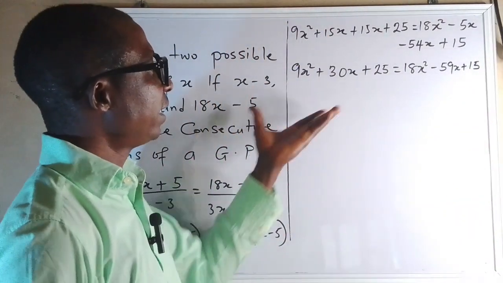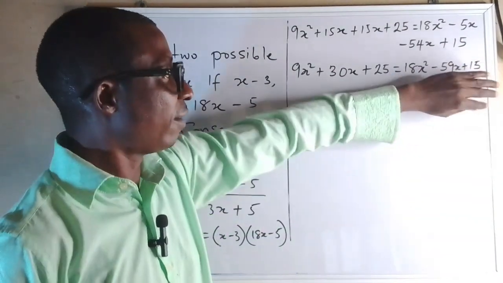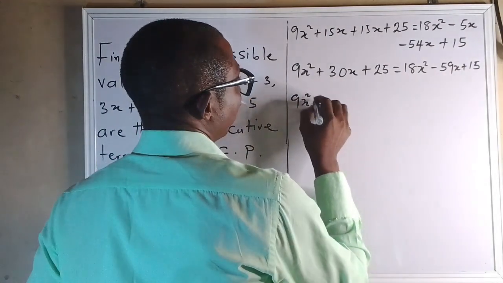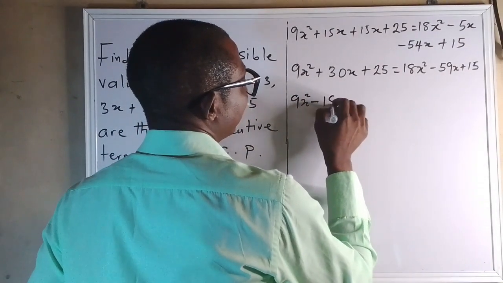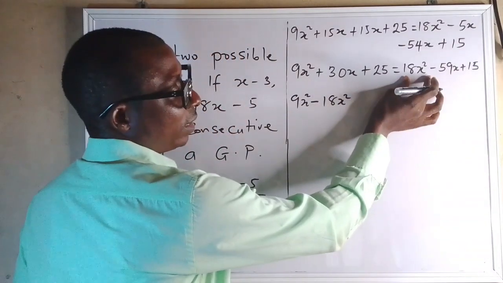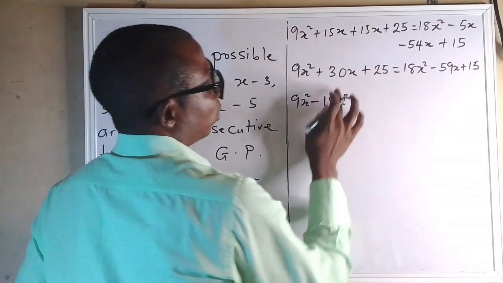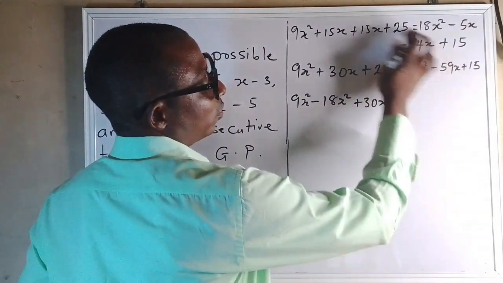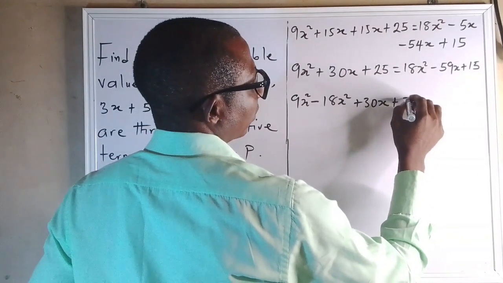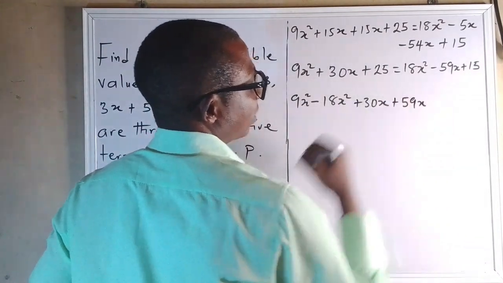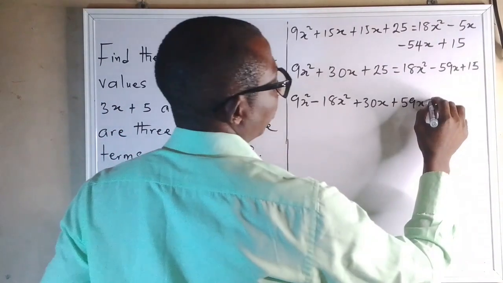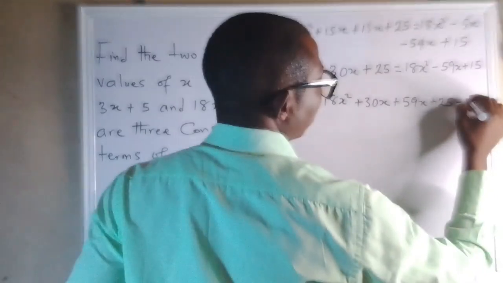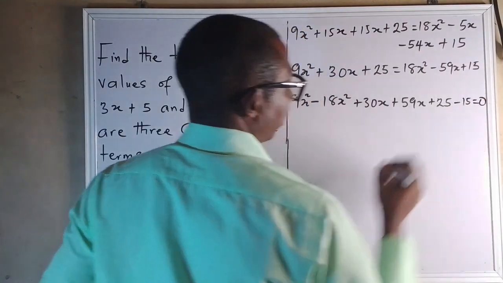All right, so the next thing now is to collect the like terms, or you bring everything here to this side. So let's do that. So we have 9x squared minus 18x squared. All right, you know when this one comes here, the sign changes. So we have plus 30x. Now this one moves to this side, becomes plus 59x. All right. So we have plus 25. So when this one comes here, becomes minus 15 equals to 0.